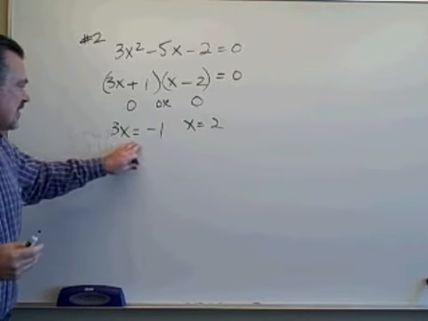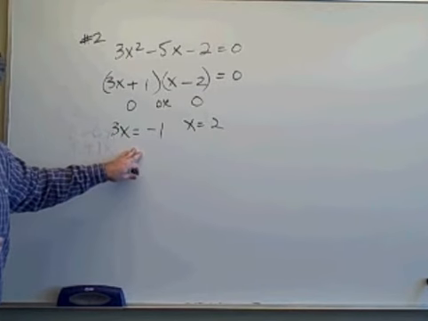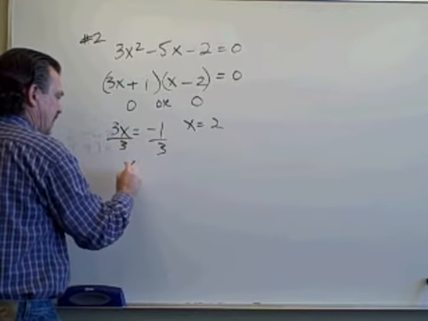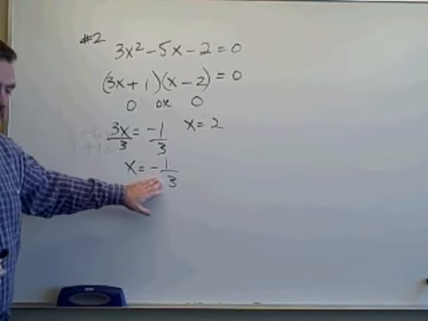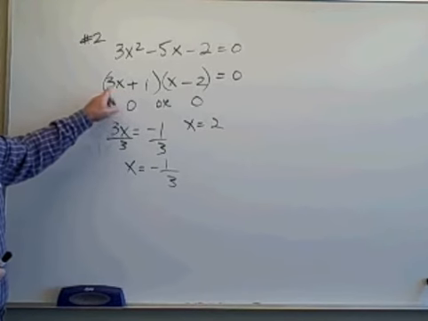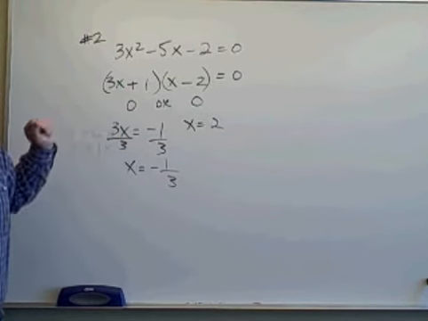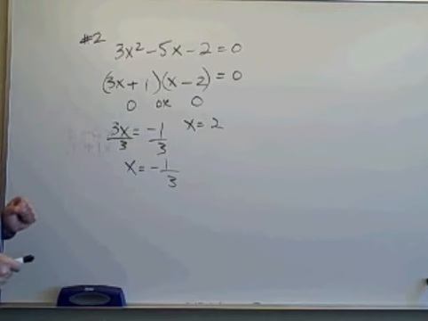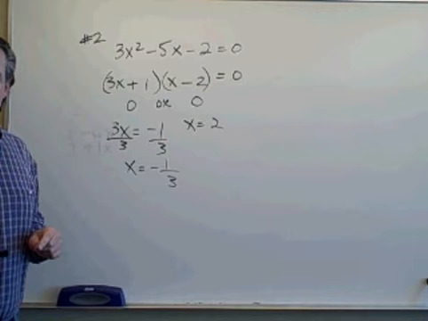So 3 times x has to be -1. Well, that's just a simple linear equation I can solve, isn't it? By dividing both sides by 3. So if x was -1/3, -1/3 times 3, the 3's would cancel, giving me -1. -1 plus 1 is 0. 0 times anything is 0. And we've found our two solutions to that quadratic equation.